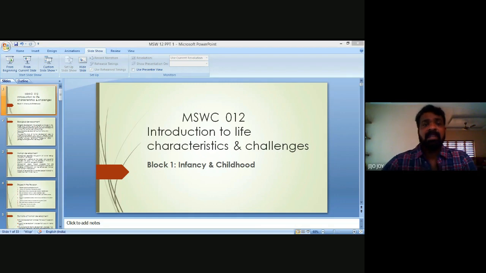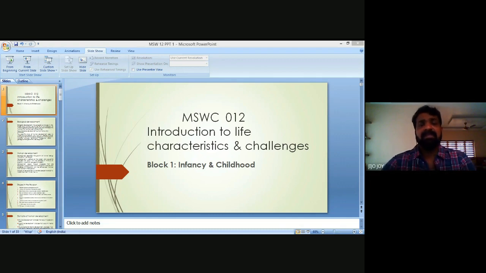So here, human development, in its broad sense, describes the growth of human beings throughout the lifespan. Development is defined as the orderly and sequential changes that occur with the passage of time as an organism moves from conception to death.